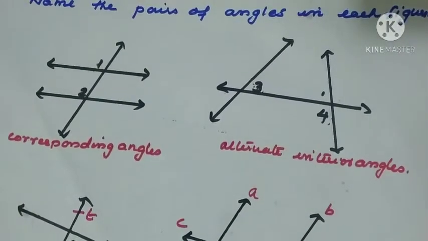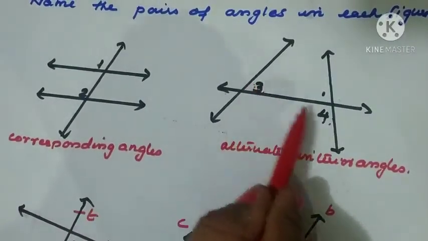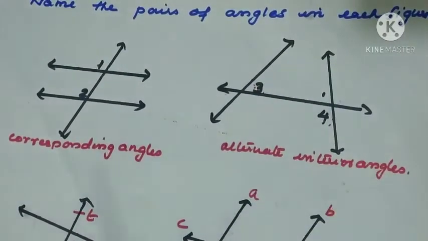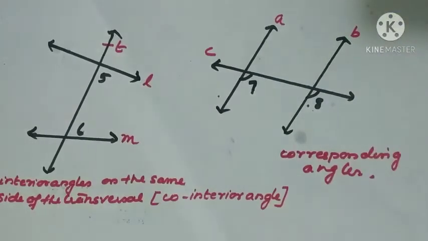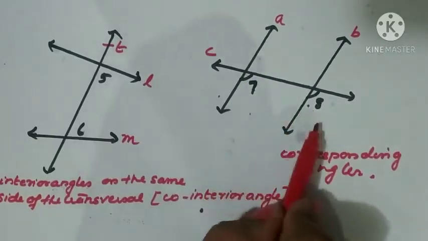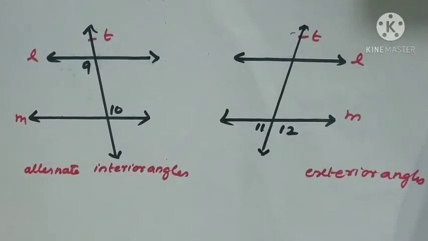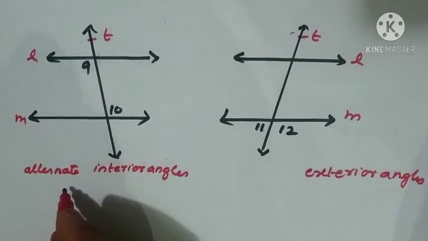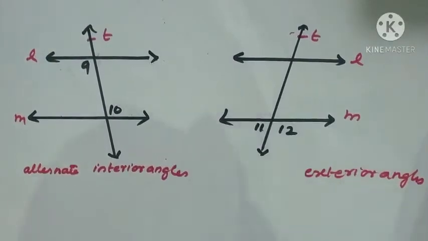Once again, 1 and 2 are corresponding angles. 3 and 4 are alternate interior angles. What is the next question? Interior angles on the same side of the transversal, or else what name can we give? Co-interior angles. Next, corresponding angles, alternate interior angles, and the last one is exterior angles.